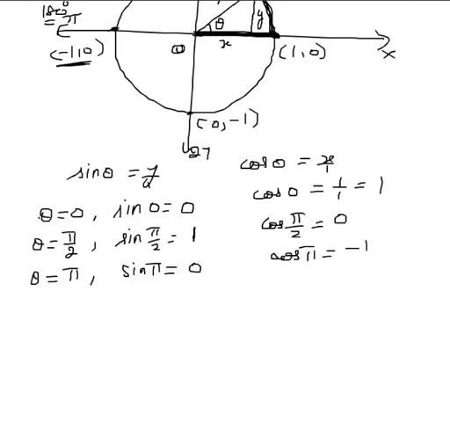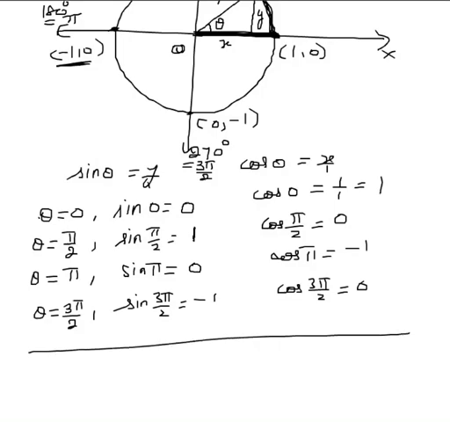Then 270 degrees is along the negative direction of the y-axis. 270 degrees is 3 pi by 2 radians. So if theta is 3 pi by 2, sine of 3 pi by 2 is y by 1. The y coordinate here is minus 1. And cos of 3 pi by 2 is the x coordinate, which is 0, so 0 by 1.